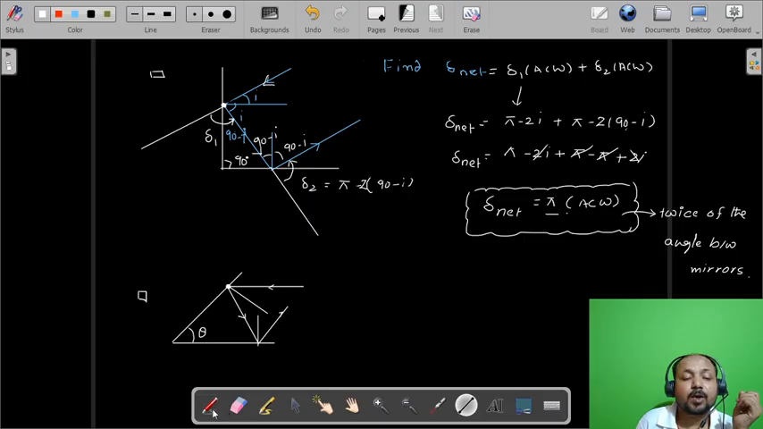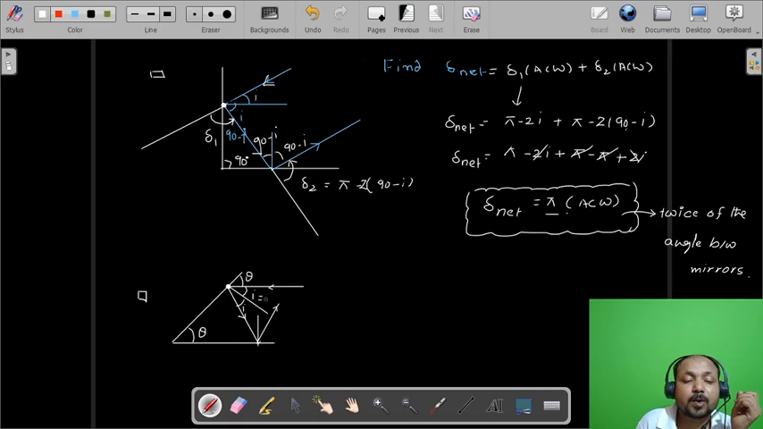Now we have to find out the same thing, that is the deviation angle, the net deviation. So how can we find it? Let us see. Now same thing, this is theta. Let's say this is angle of incidence I, this will also be I. So this is also theta.